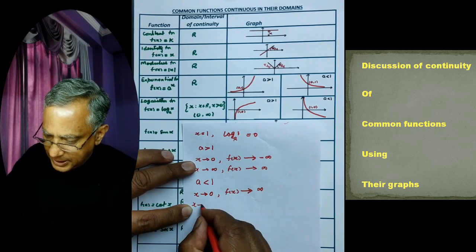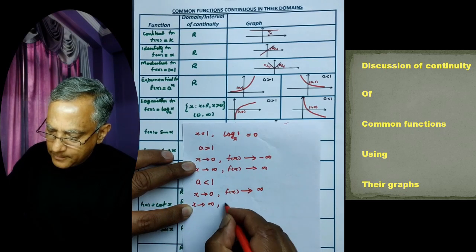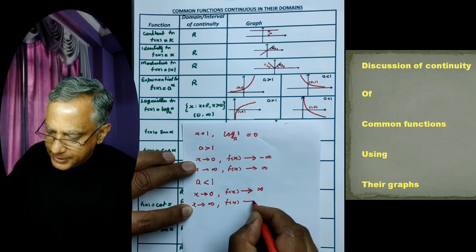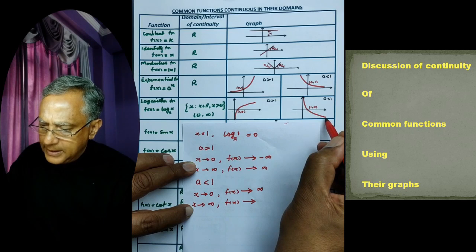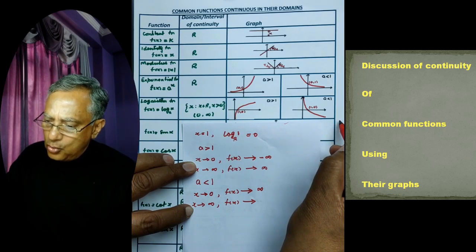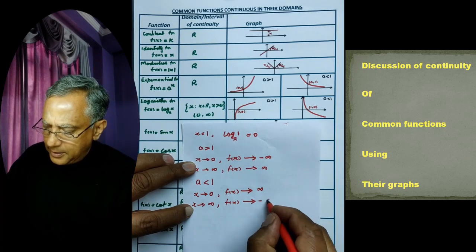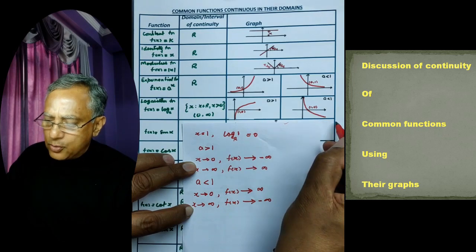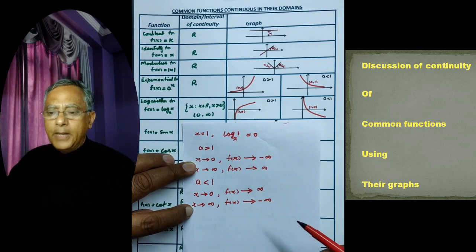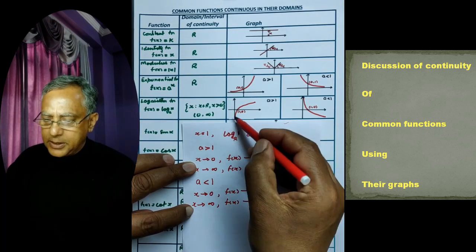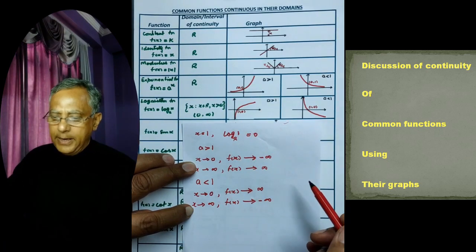And as x tends to infinity, f(x) tends to, we can note from the graph, minus infinity. Value of the function will tend to minus infinity. So these things you can note from the graph. You must keep these two graphs in mind.